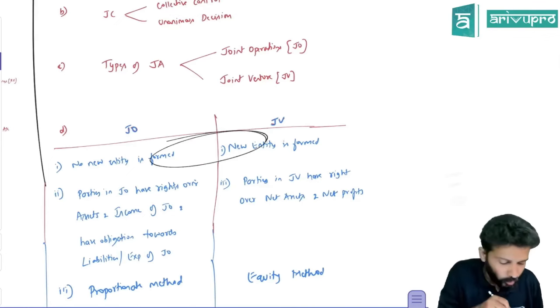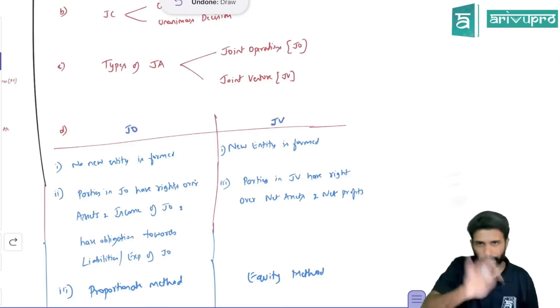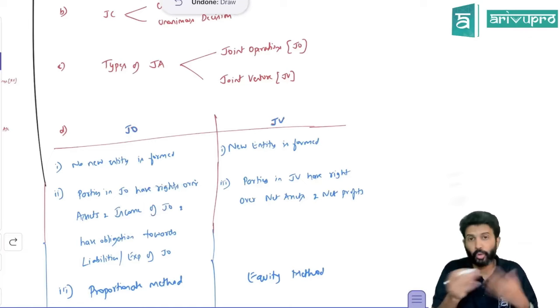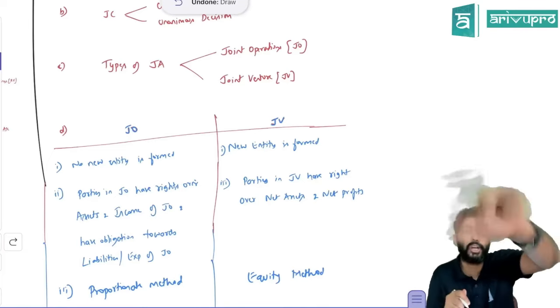New entity being formed is not mandatory. In some cases it will be, in some cases it will not. This will become the more crucial factor in determining whether it is a JO or a JV.